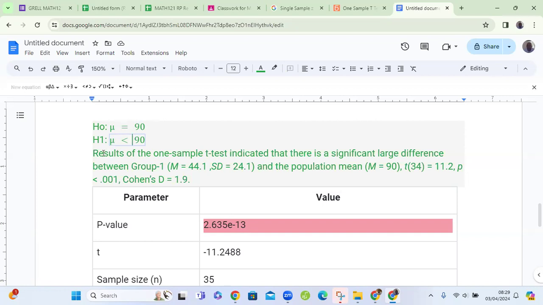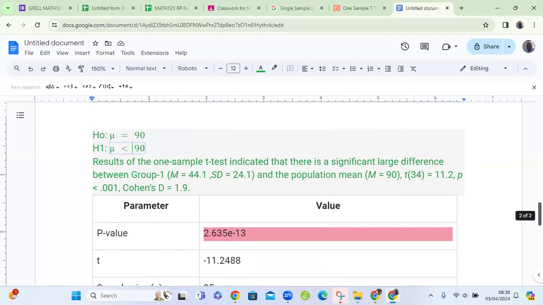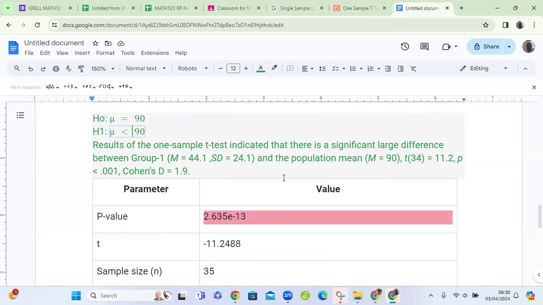Okay, so APA is saying that the results of the one sample t-test indicated that there is a significant large difference between group 1, which is a sample, with a mean of 44. I mean, is it 44 or 58? It says 44, so we'll have to check that, but anyway, we get the idea. And a standard deviation of 24 compared to 90 for the population.